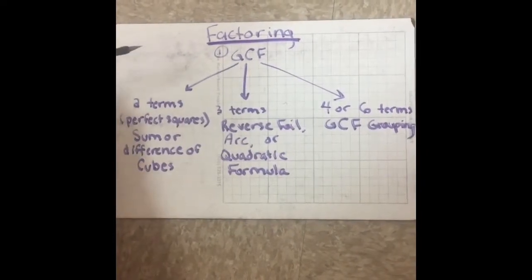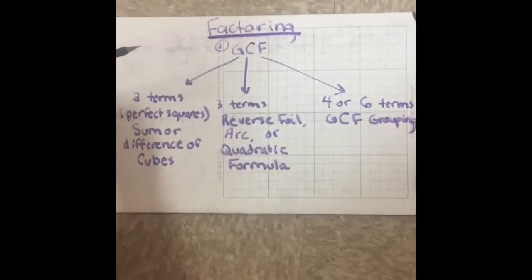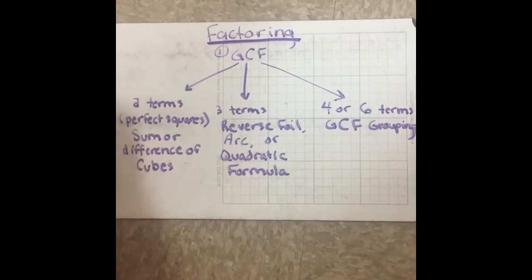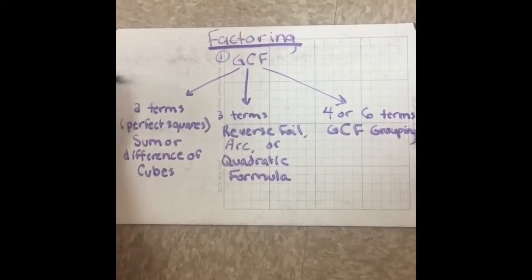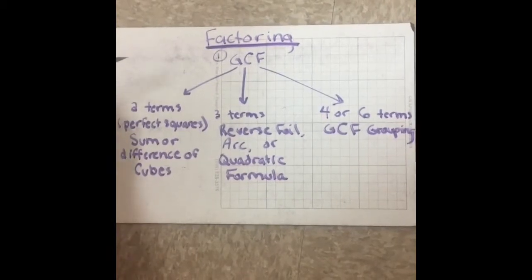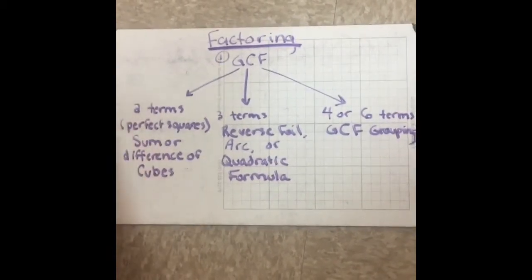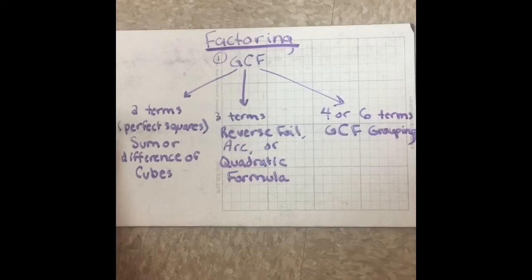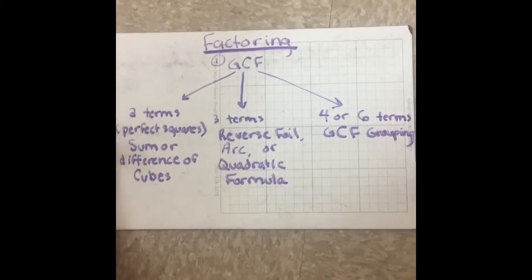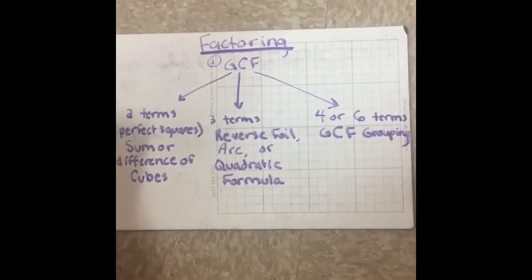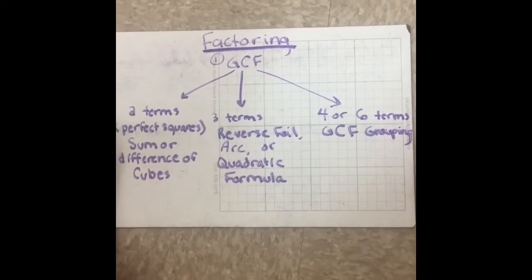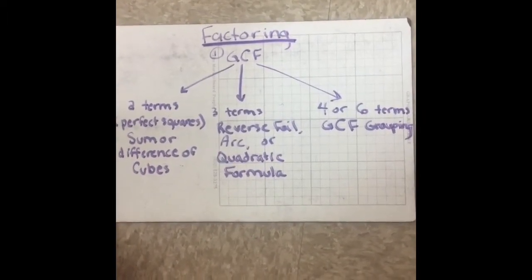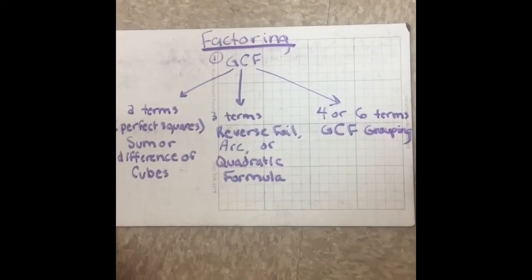Sometimes when you are faced with a problem, it is difficult to know what method you have to use to factor it. So, the first step is to GCF. After that, if you have two terms, you can do the sum or difference of cubes. If you have three terms, you can do reverse FOIL, AC, or the quadratic formula. And if you have 4 or 6 terms, you can use GCF grouping.